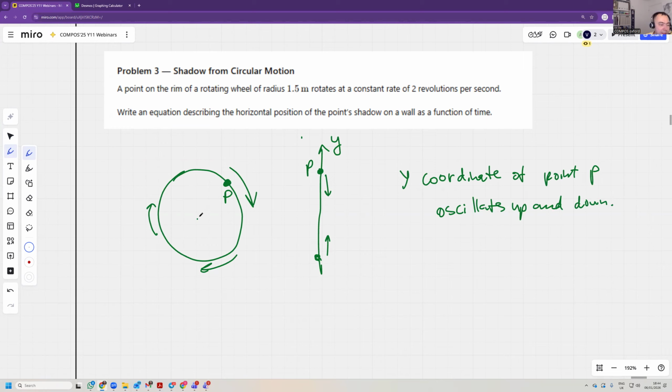Okay, so the wheel radius is 0.5 meters, and 2 revolutions per second. So that's a frequency of 2 hertz. Write an equation describing the horizontal position of the point's shadow on the wall as a function of time. Well, we just shine some light from the side, and take the horizontal coordinate of point P.